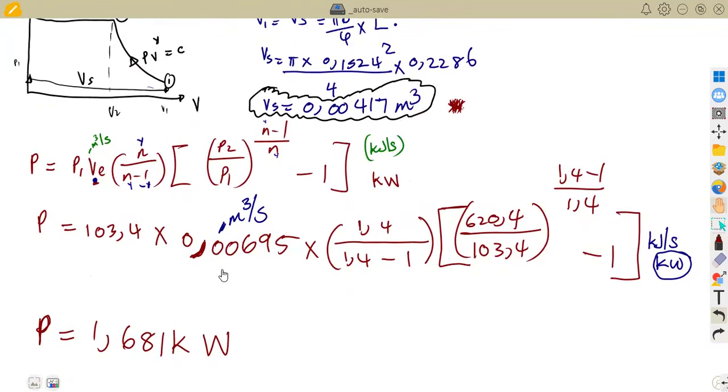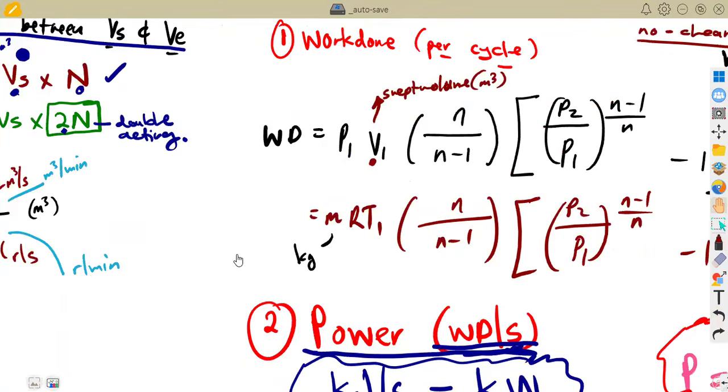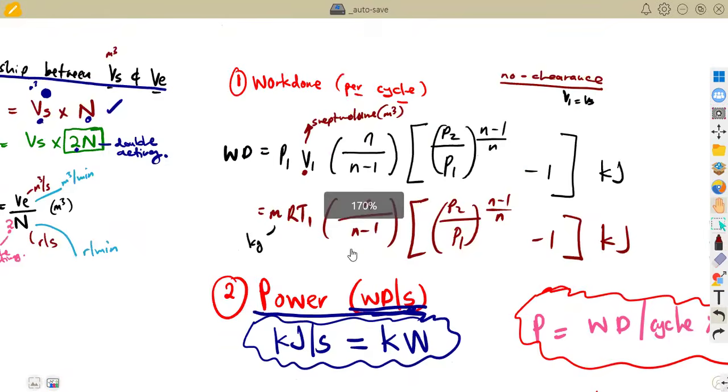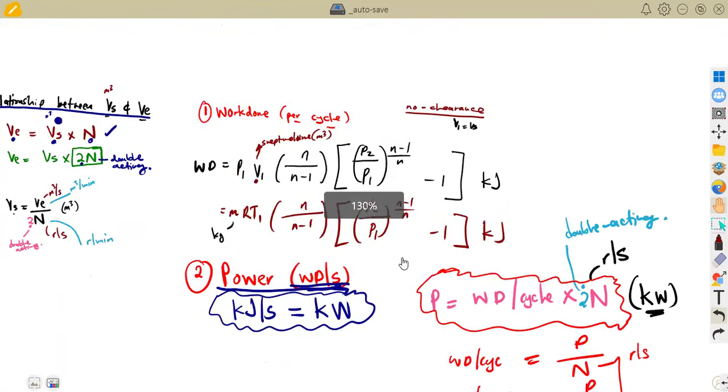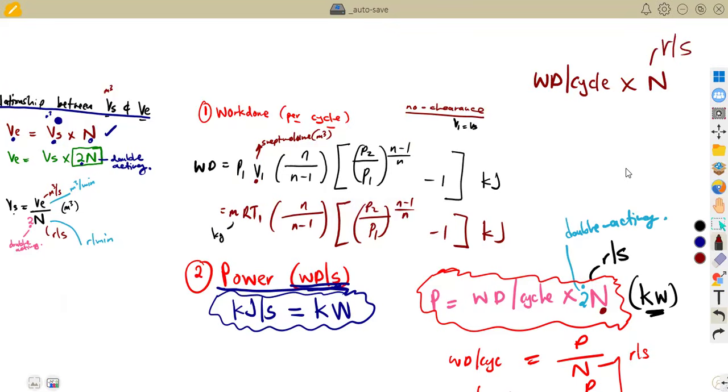If you use VS, you change your answer at the end. If you use VS, it will be like this, because remember I said VS is equal to V1. You calculate it like this. You find work done per cycle. Then you multiply by n, the speed in revs per second, meaning the answer that you get there, which is work done per cycle, you are going to multiply it by the speed, by n. The moment you multiply by n in revs per second, you're automatically finding power. But remember I said 2n when it is double acting.